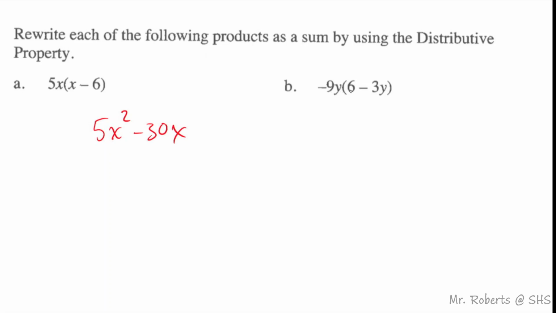-9y times +6, 6 times 9 is 54. This is -54y. And then -9y times -3y should be positive. 9 times 3 is 27y to the second power.